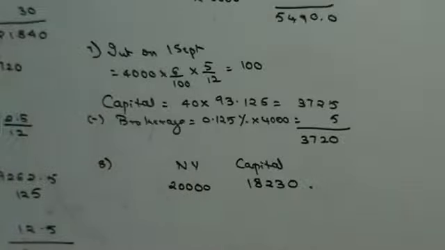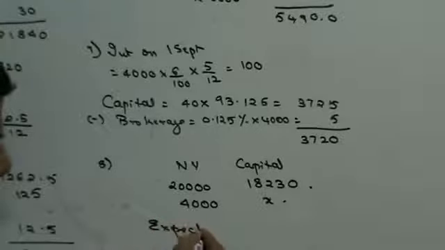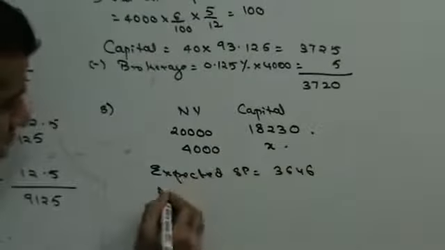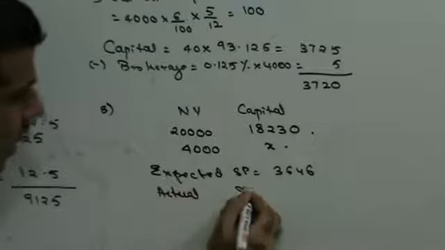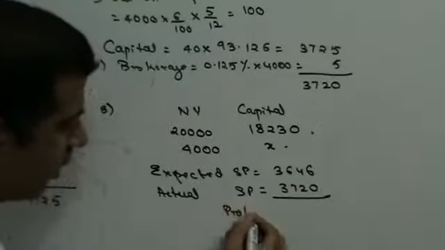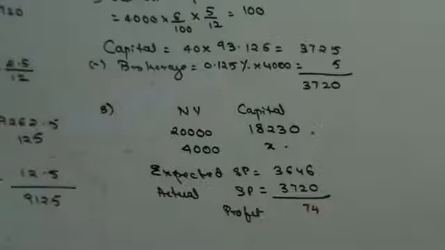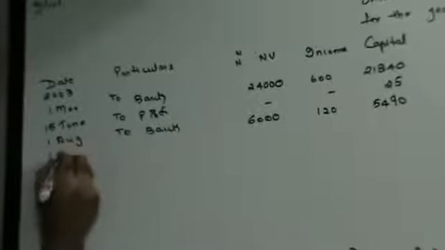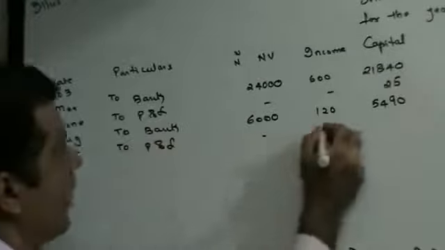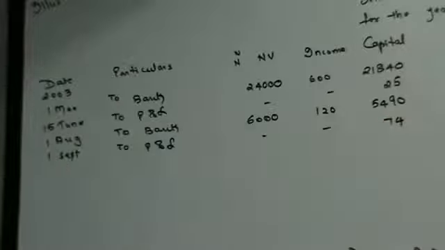18230. Yes. Right? You have sold 4,000 worth stock. Someone please help me find out the expected selling price. 3646. Actual selling price is 3720. That means you made a profit of 74. This is on 1st September. To P&L. You made a profit of 74. Next, let's move on ahead.